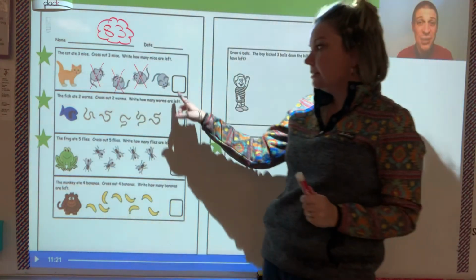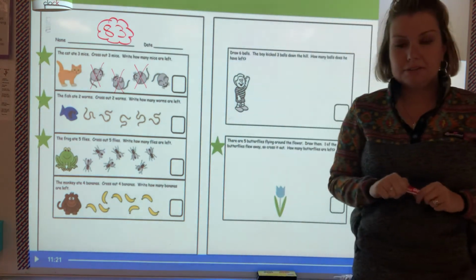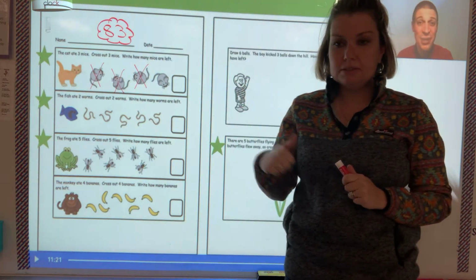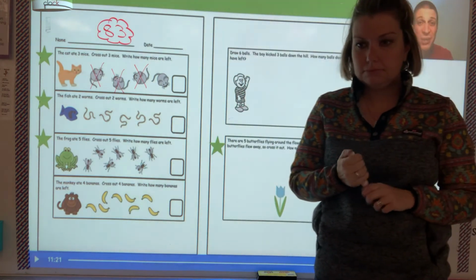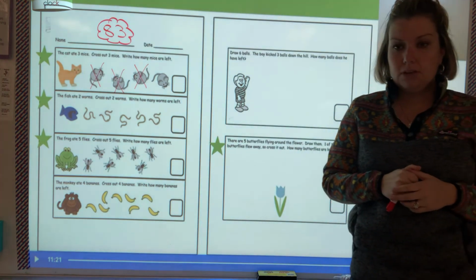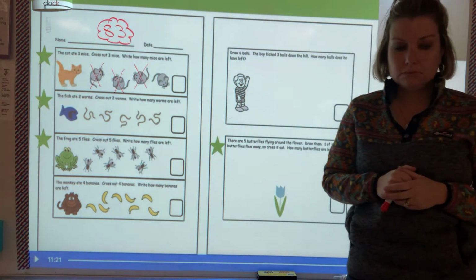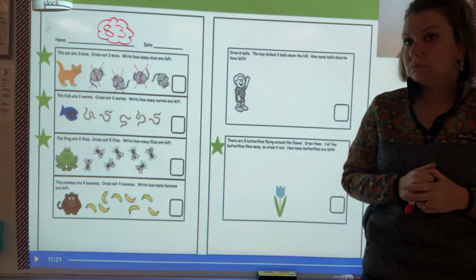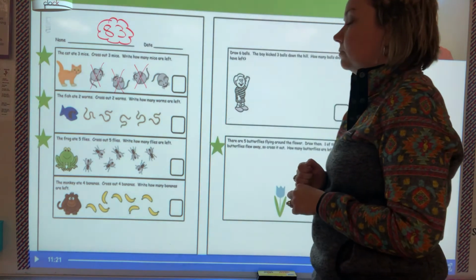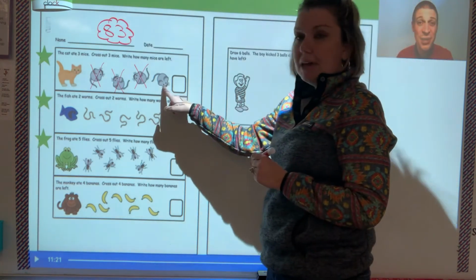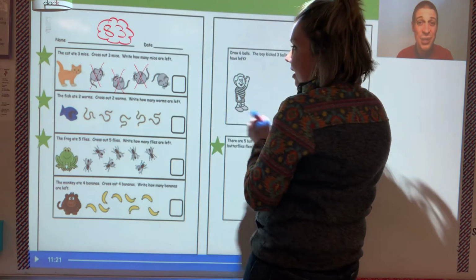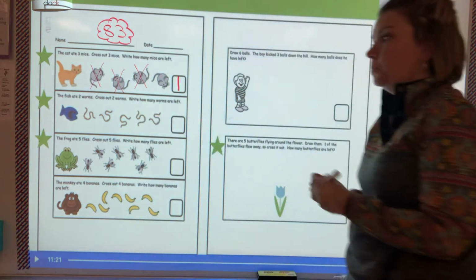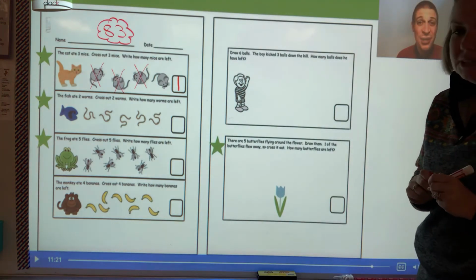Here's a mystery box. What do you think I'm going to put in there? Raise your hand. What do I put in my mystery box? Nicole? In your mystery box, I think you have to put 1, because I have 1 mouse left. So, it says, write how many mice are left. There's 1. Let's look at the next one.